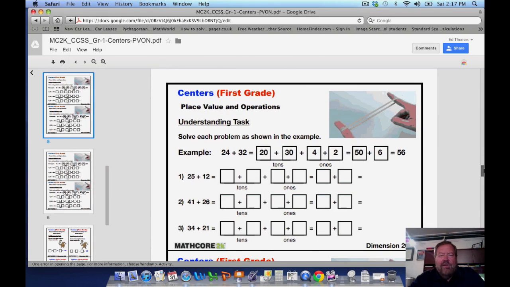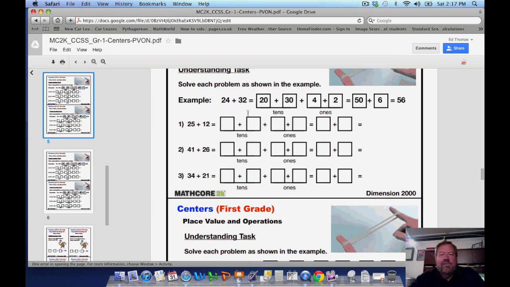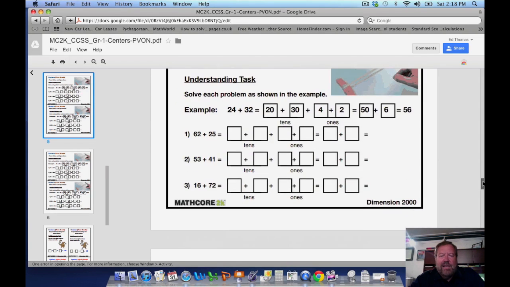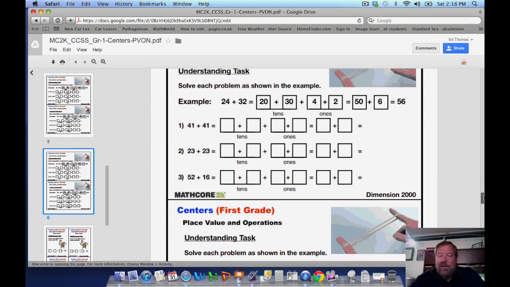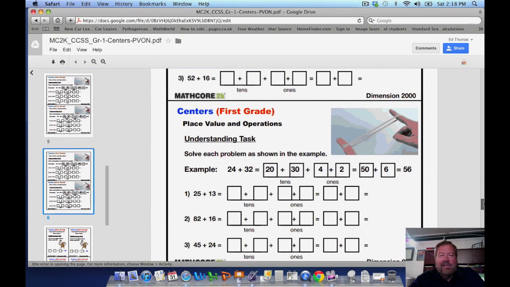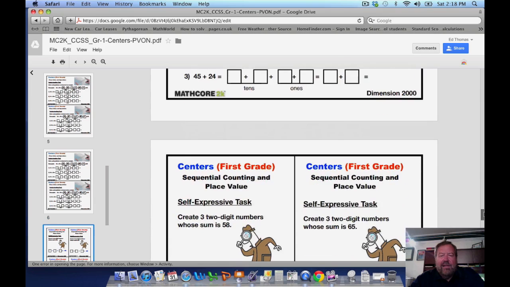Now for the understanding piece, we're teaching students how to add numbers like 24 and 32 by breaking them down into their tens components and their ones components. So 24 plus 32 becomes 20 plus 30 plus 4 plus 2, which is 50 plus 6, which is 56. And again, we have several cards here with multiple examples, and the kids can go around in centers and practice and work on their understanding of the concept.